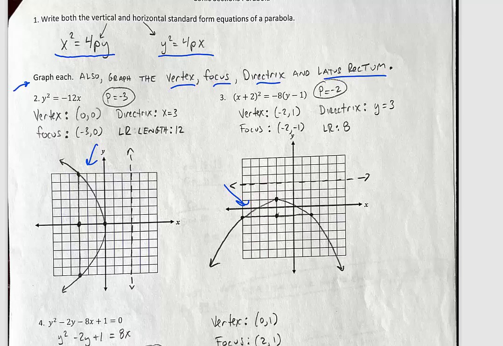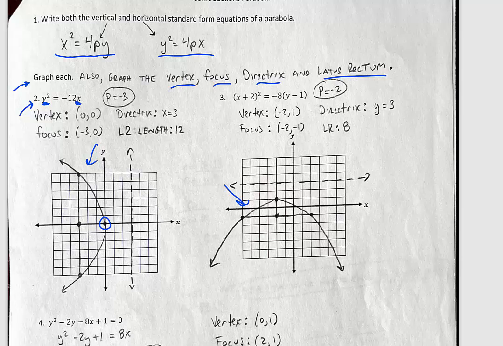So when I'm looking at question 2, I don't have any shifts. There's no shift going on with the y, and there's no shift going on with the x. So the center, or the vertex, of this is going to be right at the origin. So that's where that center is coming from. Now all I need to do is find the value of p.